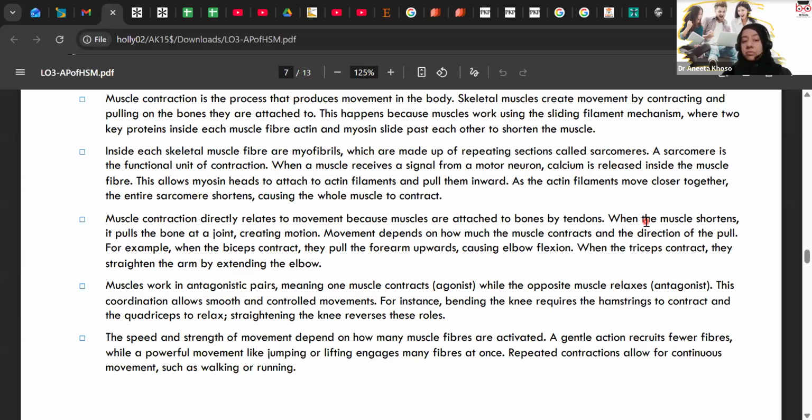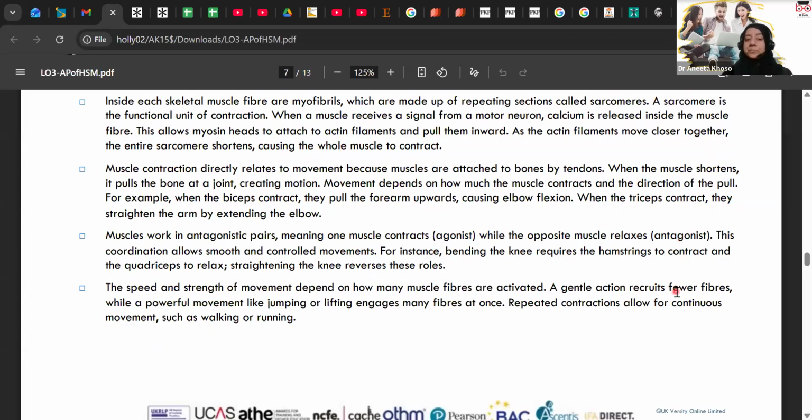and the quadriceps to relax. Straightening the knee reverses these roles. The speed and strength of movement depends on how many muscle fibers are activated. A gentle action recruits fewer fibers, while a powerful movement like jumping, running, or lifting engages many fibers at once. Repeated contractions allow for continuous movement like walking or running.